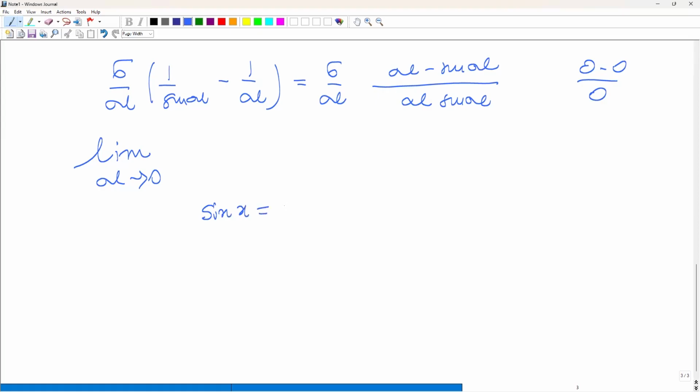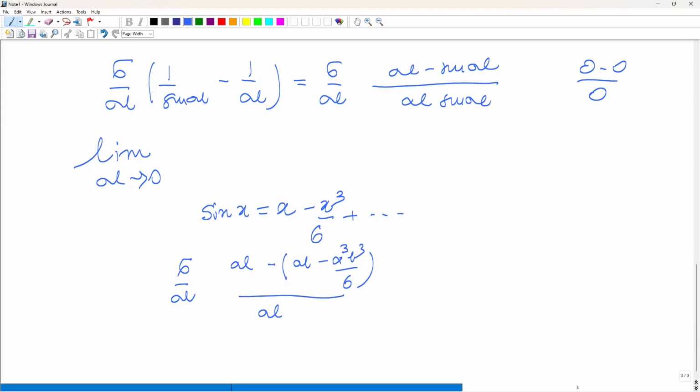We remember that sine of x is x minus x cubed over 6, plus and so on. So if you replace this, you have 6 over alpha L minus alpha cube L cube by 6. And you have here alpha L at the denominator. What is the way of proceeding that we use? We stop the Maclaurin expansion at the denominator one degree of approximation before.